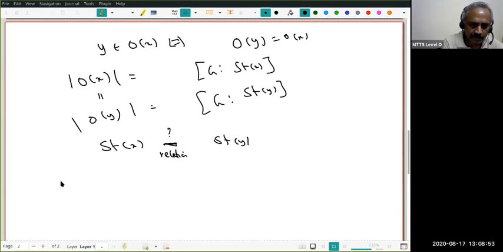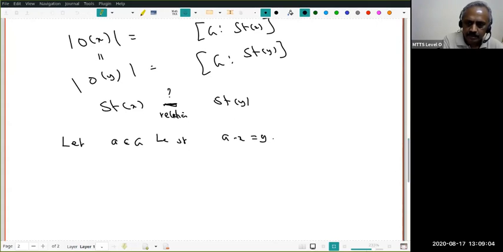What we claim is, let a be in G such that a dot x equals y. You understand? Now suppose g is in the stabilizer of x. Now this implies what? This implies x equals a inverse of y. Therefore, g dot x equals g dot a inverse of y.